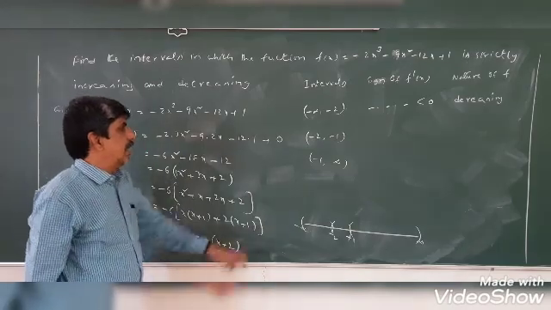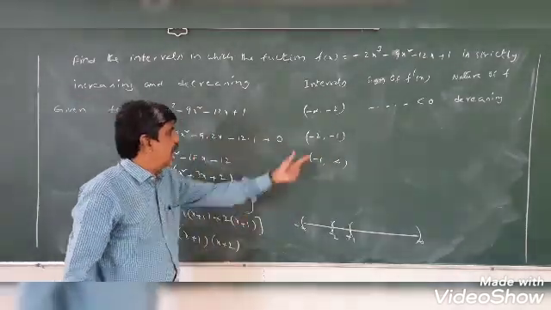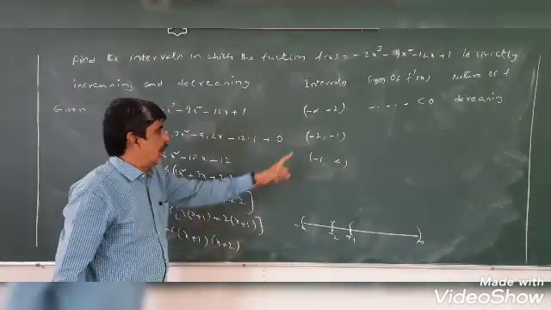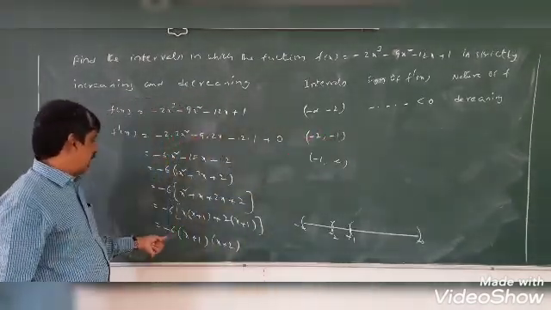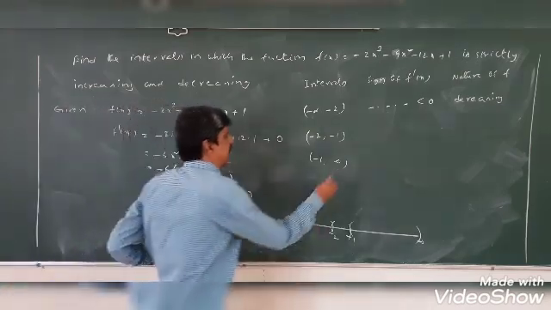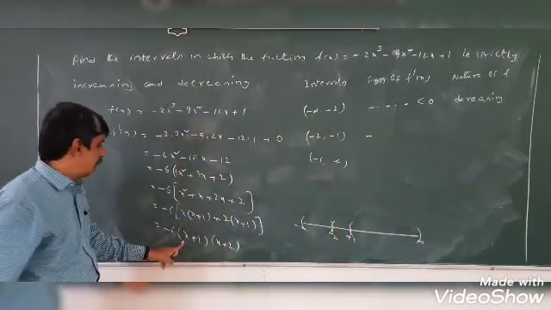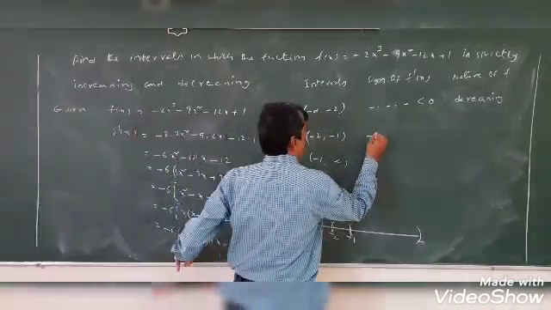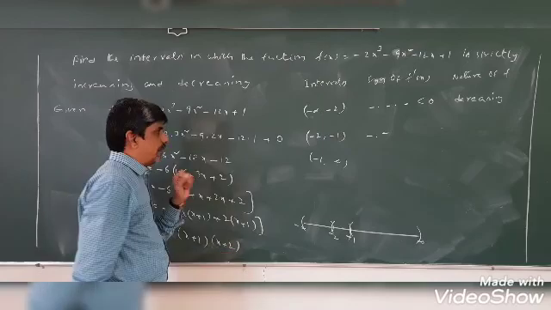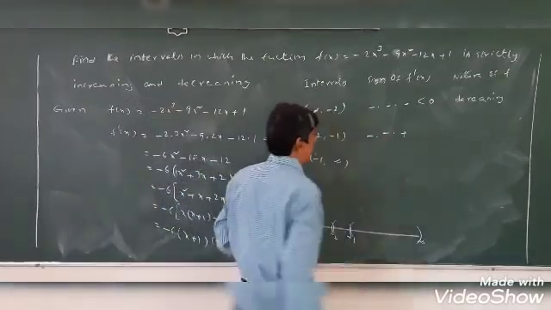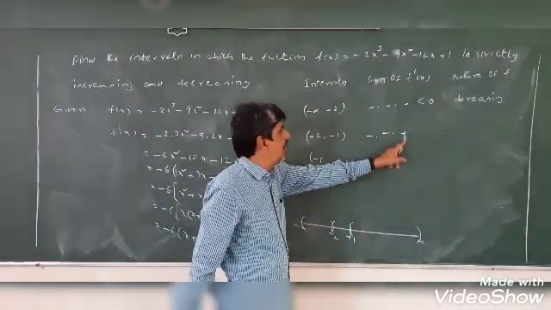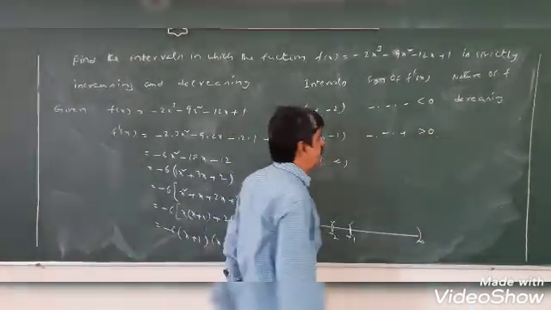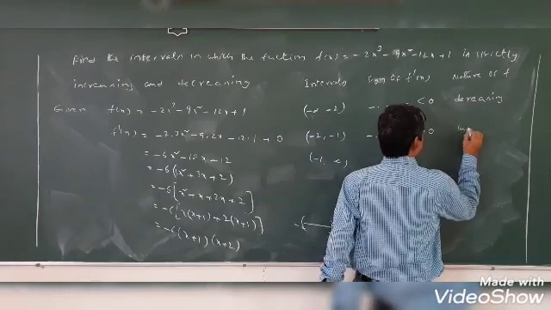Next, in minus 2 to minus 1, there are infinitely many real values. In this, take one value, minus 1.5. So this is already minus 6, then minus 1.5 plus 1 is minus, and minus 1.5 plus 2 is plus. So minus into minus into plus is plus. Plus means we write it as greater than 0. So greater than 0 means the function is increasing.